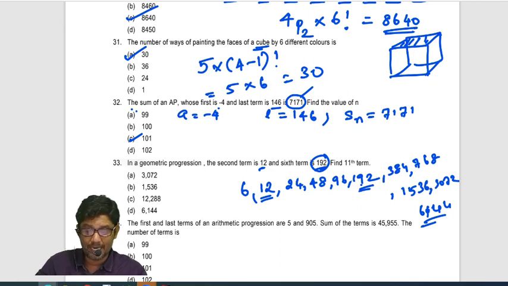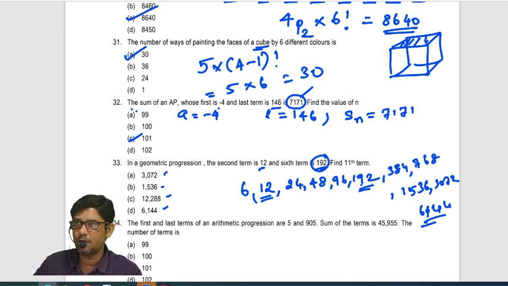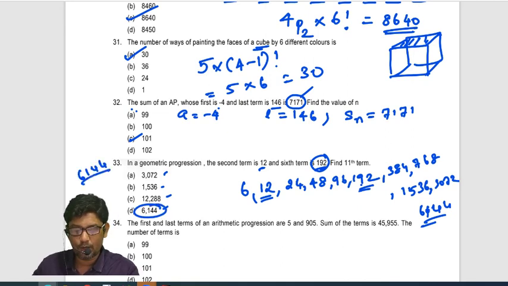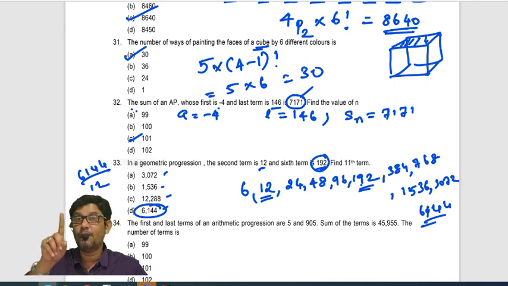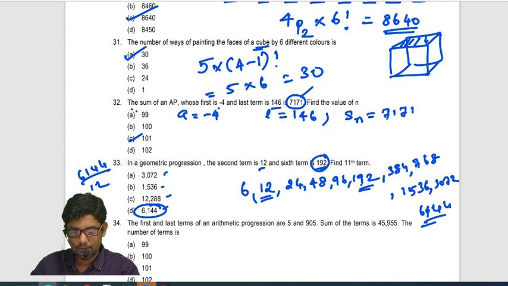Look at this, my dear. Here, all the numbers are divisible by 12. Can you please tell me, 6144 divided by 12, what you are getting? 512, you are getting. Am I right, my dear? Is it nothing but 2 power 9?